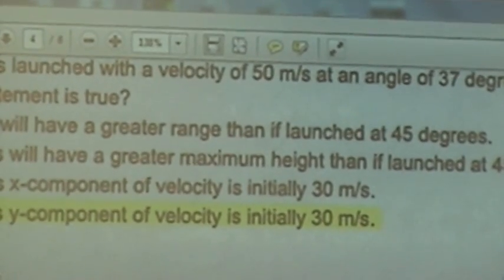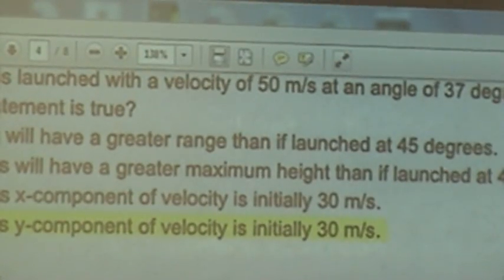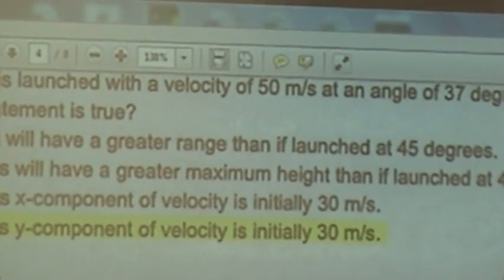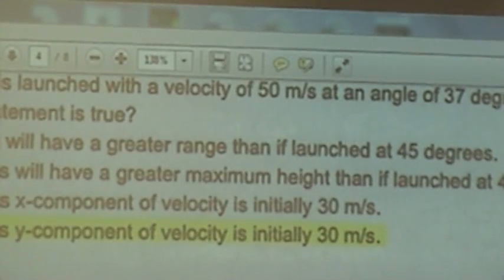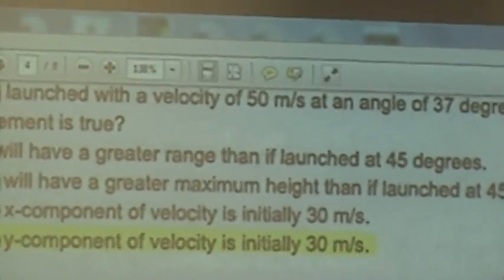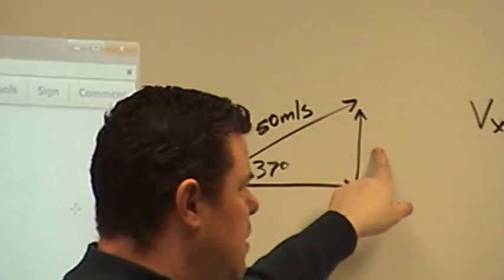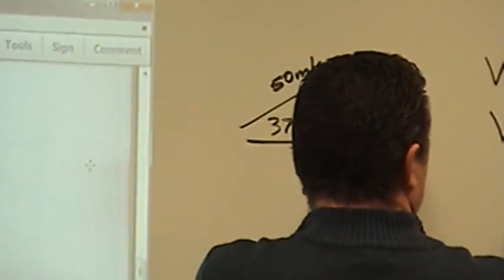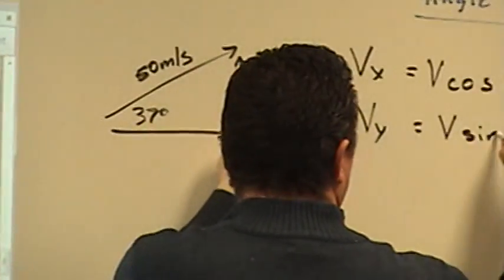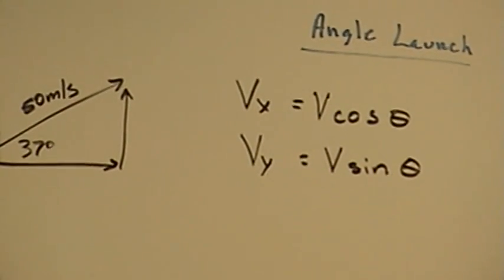When your angle is measured from the horizontal, which typically it is, you can find the velocity in the x direction by taking the velocity. This is the adjacent side. So we can do v cosine theta. And what do you think you would do to find the opposite side, the velocity in the y direction? The opposite, so v sine. That'll give you your two components, the velocity in the x and y direction.